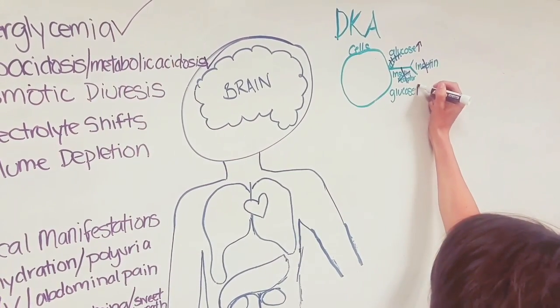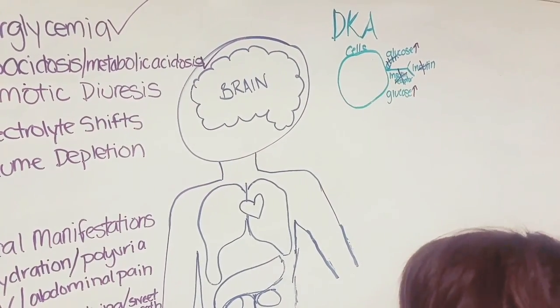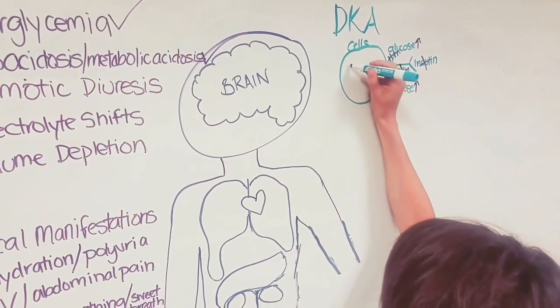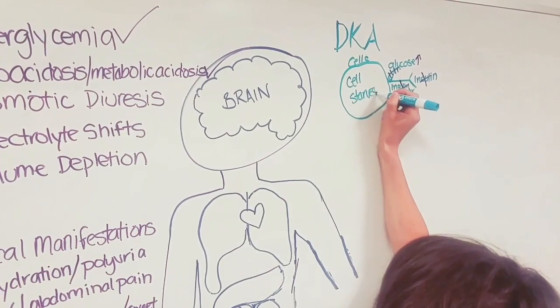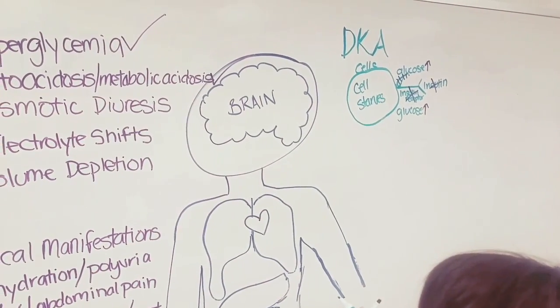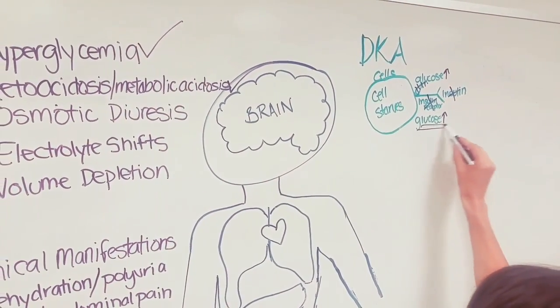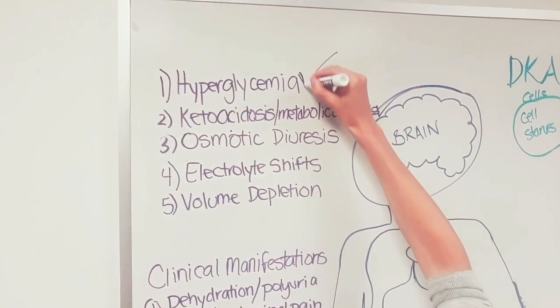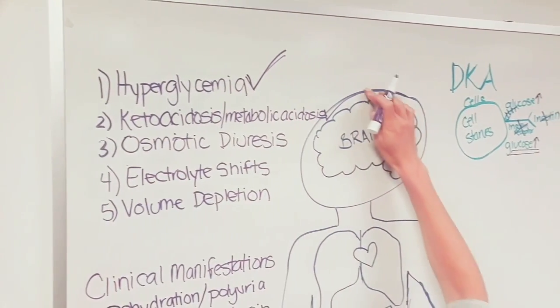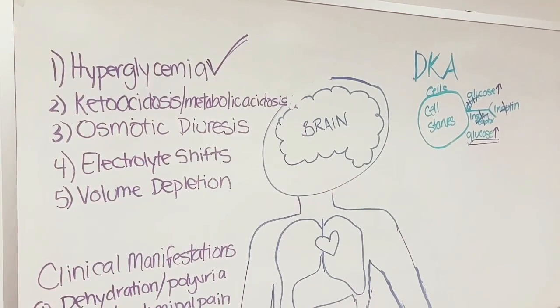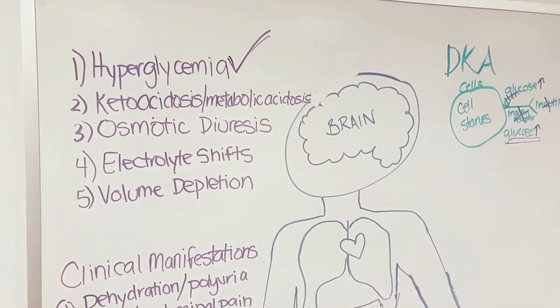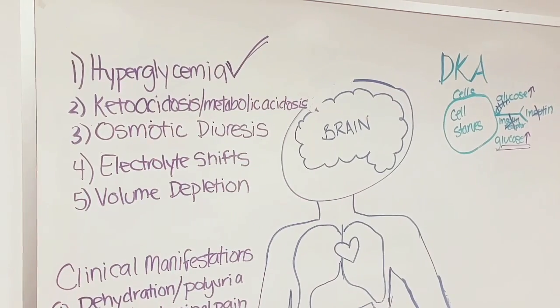and you have an increase of your glucose extracellularly, which leads to cell starvation. So your increased glucose leads to a state of hyperglycemia. We will go over all 5 of these, which are the 5 components of the pathophysiology of DKA.